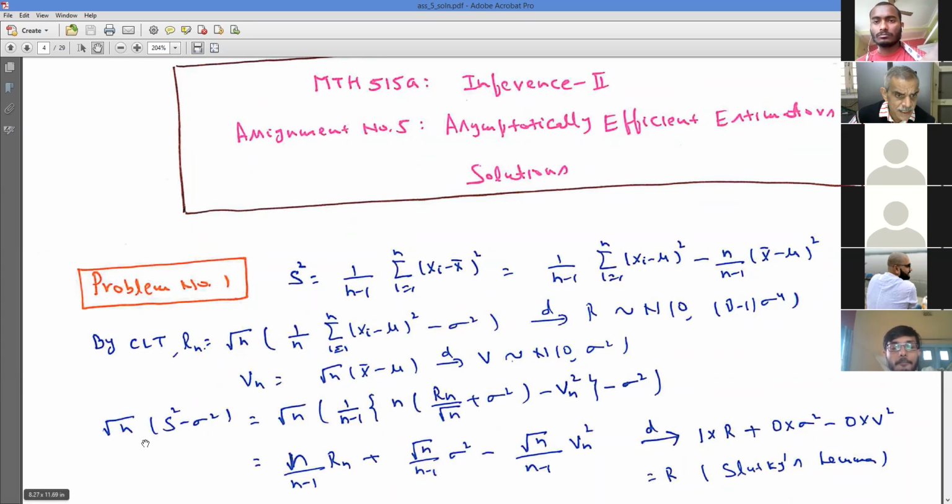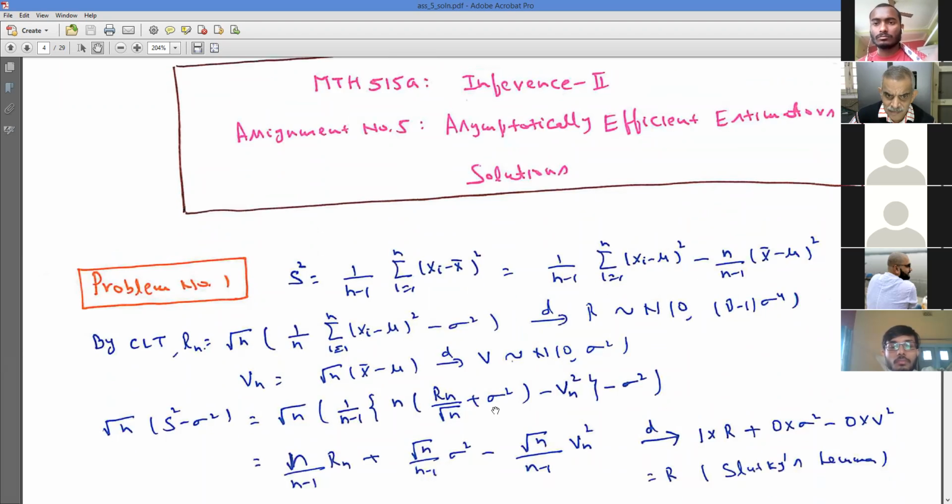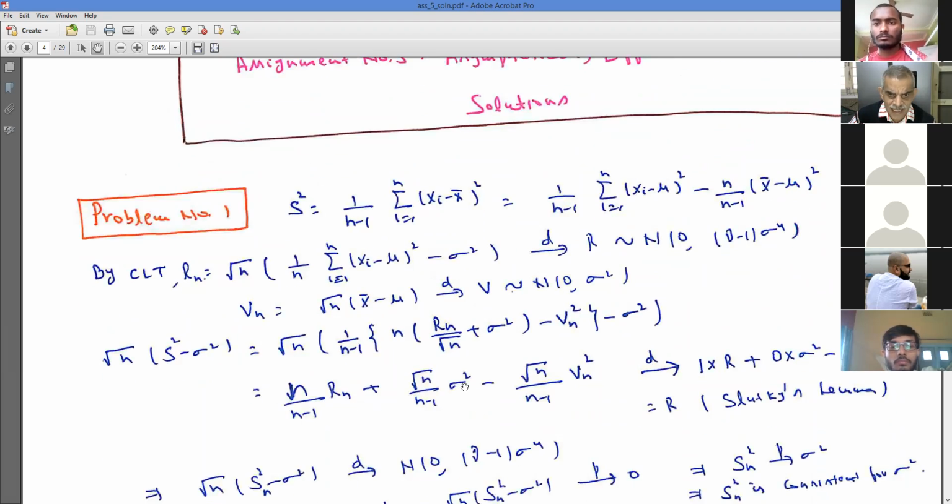So what you know is root n (S square minus sigma square), which is the same as root n. I write down everything here in terms of Rn and Vn. So finally I have gotten this: n upon n minus 1 Rn plus root n upon n minus 1 sigma square minus root n upon n minus 1 Vn square. Is that okay? Now Vn goes in distribution to V, so Vn square will go to chi square on 1. But root n upon n minus 1 goes to 0. So by Slutsky's lemma, this will go to 0.